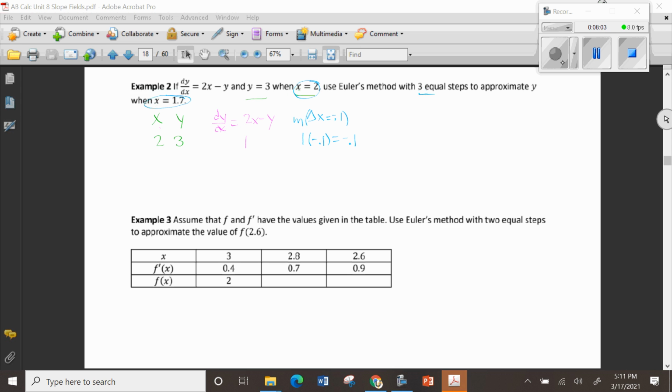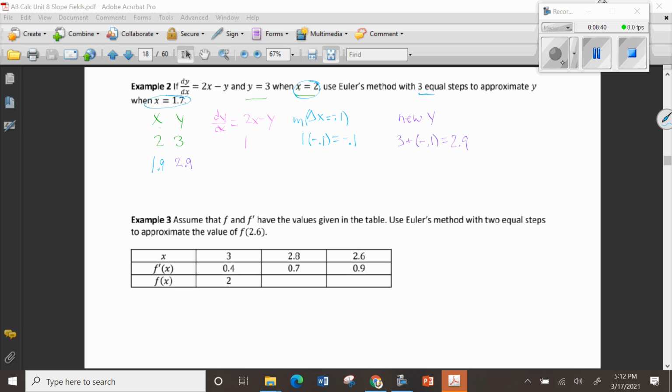So then the last thing I've got to figure out is, if I was at 3 and I'm going backwards negative 0.1, where am I at? So my new y: 3 plus negative 0.1, and I should be at 2.9. So now I'm going to bring that number down to my next layer. I'm at 2.9 for my y value. And my new x value, I was at 2, and I'm going backwards by 0.1, so I am at 1.9.